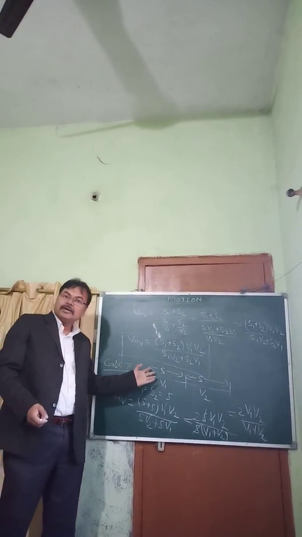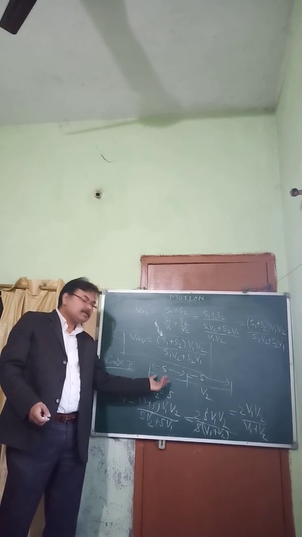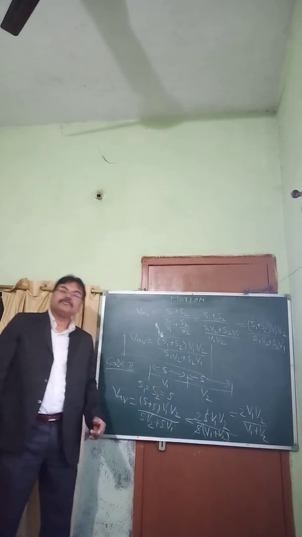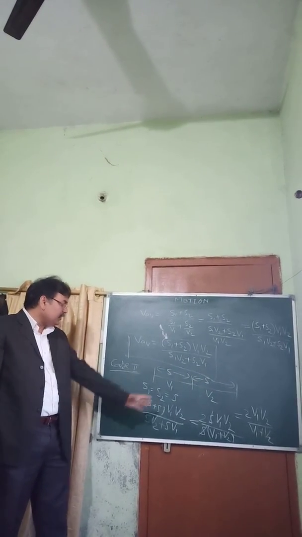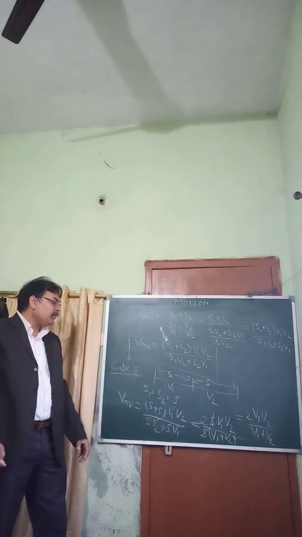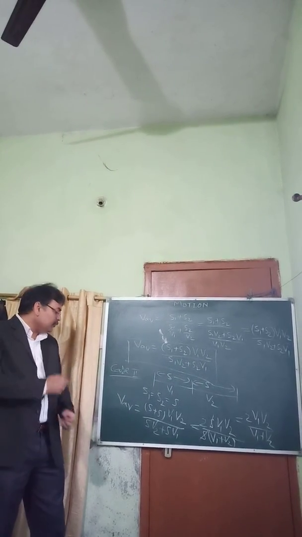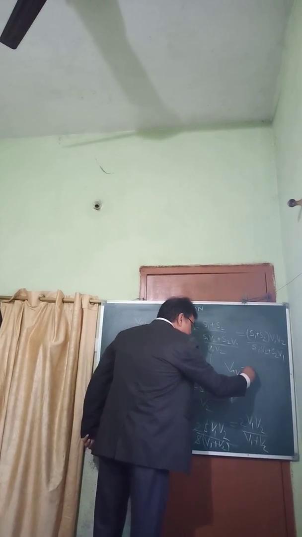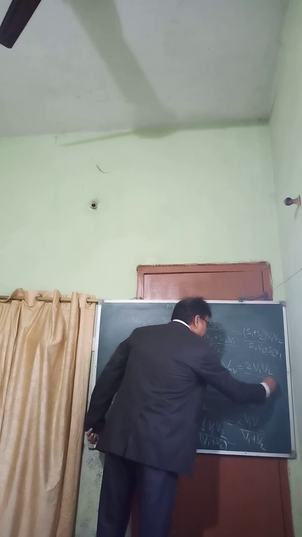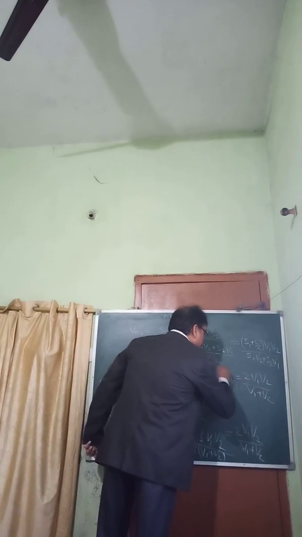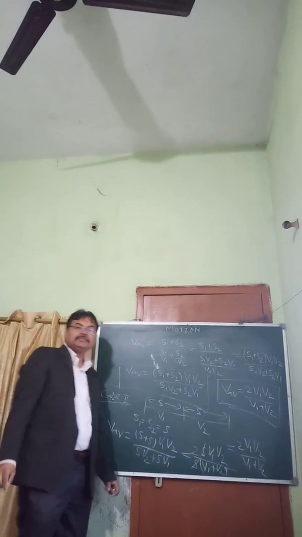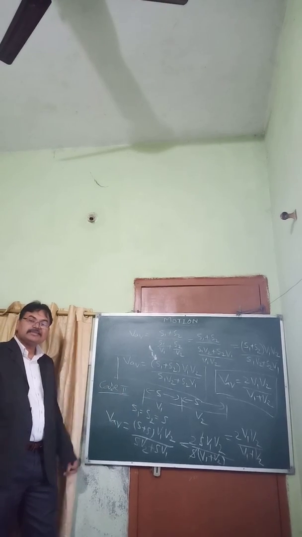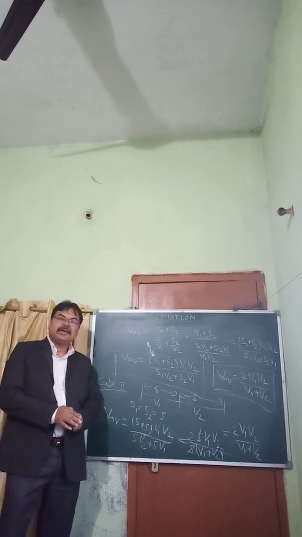When body is traveling equal distances, first half of the distance with V1 speed, second half of the distance with V2 speed, then the formula for average speed is 2V1 V2 upon V1 plus V2. That means you can write V average is how much? 2V1 V2 upon V1 plus V2. Okay. So this is the formula for average speed in this case. Now we're going to case 3.